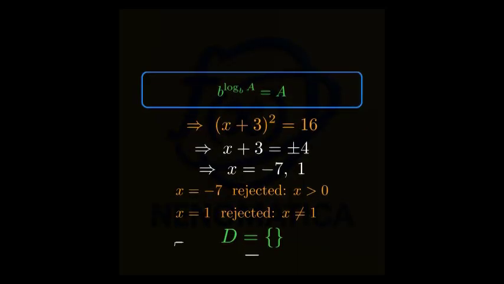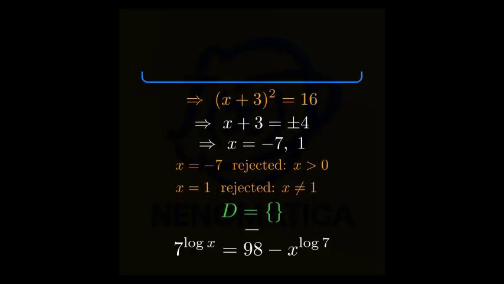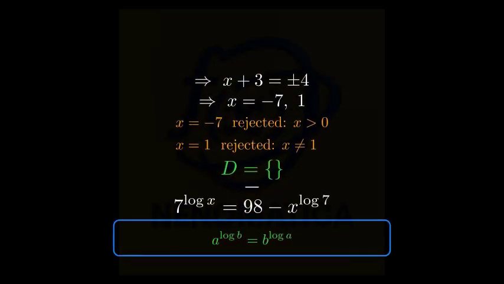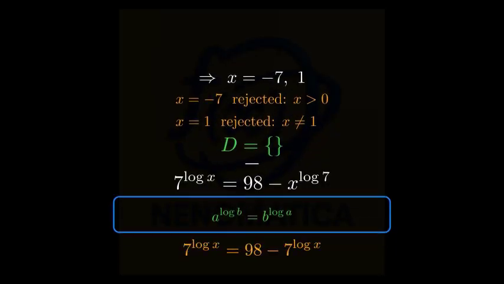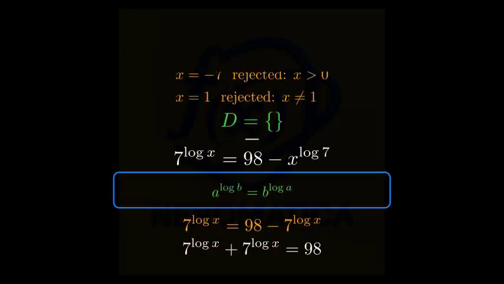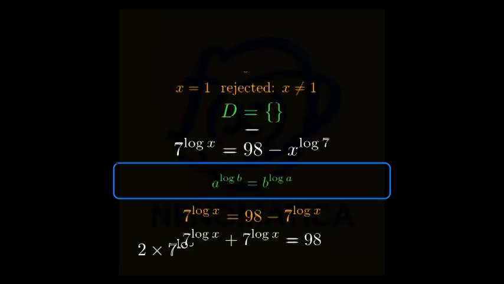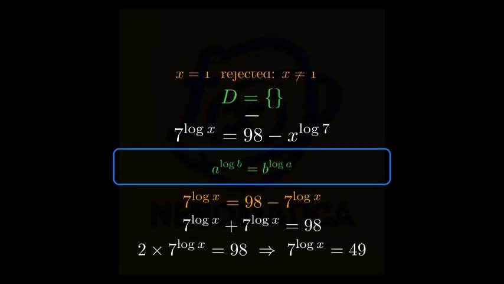7 raised to log of x equals 98 minus x raised to log of 7. Step 5. Use the property a to the log of b equals b to the log of a, assuming the same log base. Replace x to the log of 7 with 7 to the log of x. Step 6. Add 7 to the log of x to both sides. That gives 2 times 7 to the log of x equals 98. Therefore, 7 to the log of x equals 49.